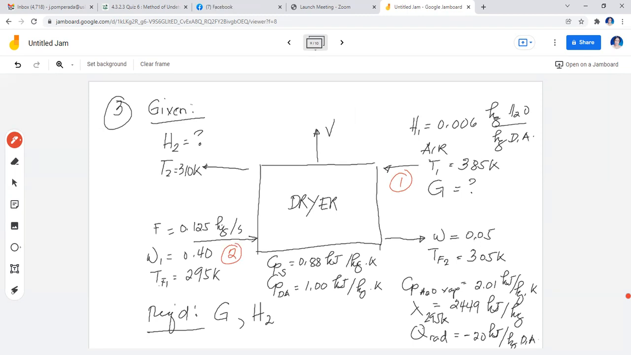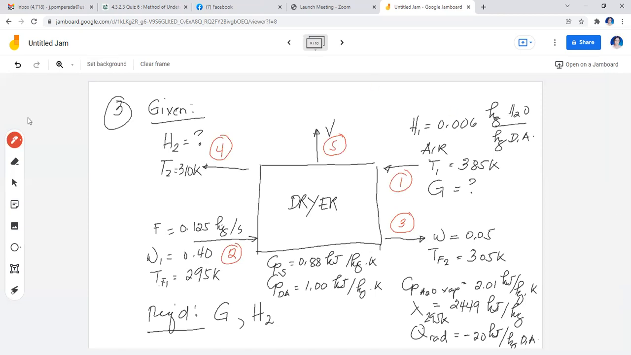Then the leaving streams: we have the dried feed, and then the wet air, and then the vapor evaporated from the wet feed to lower down its moisture content. So let's say that's how we're going to label our streams.